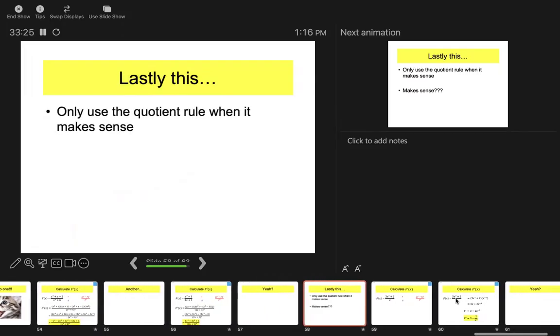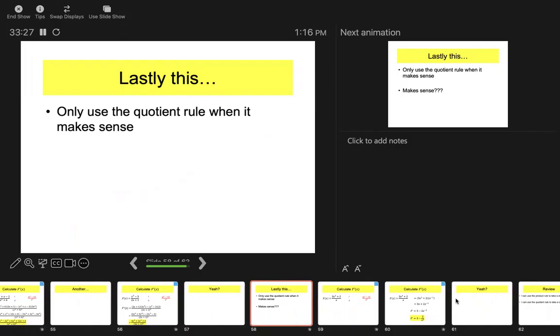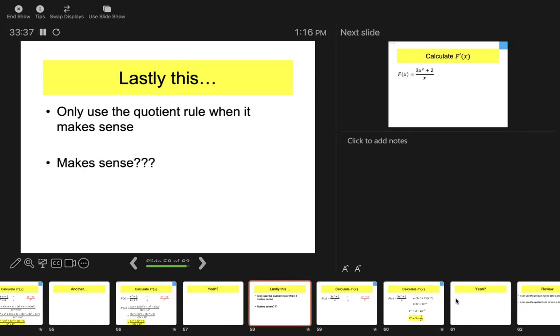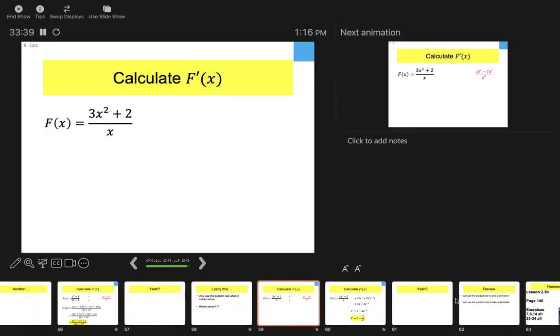Lastly, this. Only use the quotient rule when it makes sense after today. After today. Tonight for homework, I want you to use, if they give you a fraction, you use the quotient rule every time. Okay, I'm going to show you one, right? You see this one?